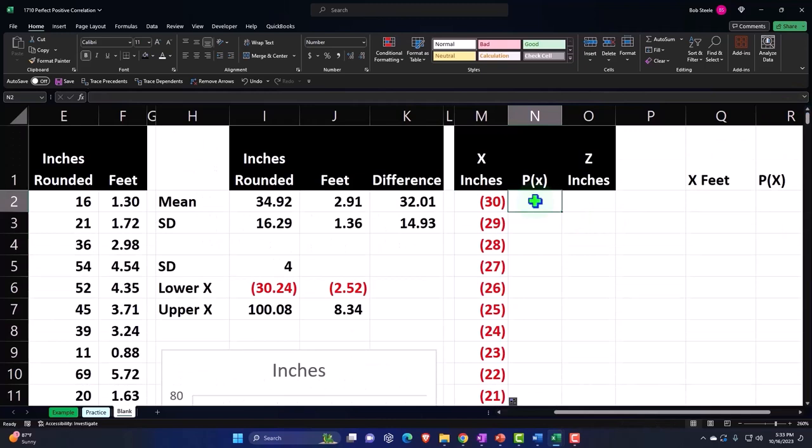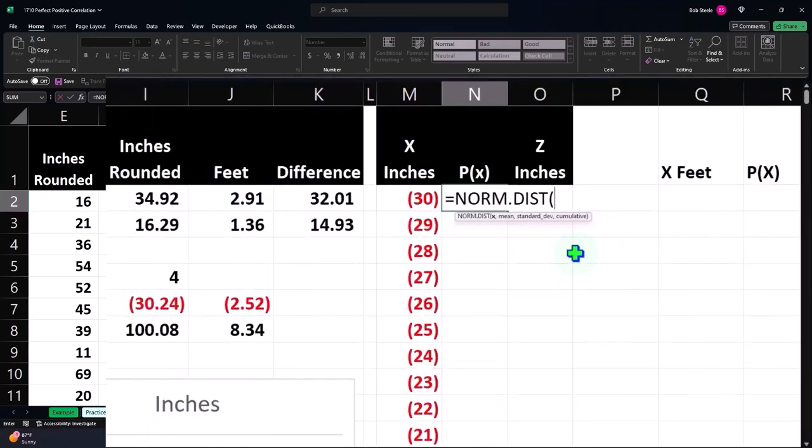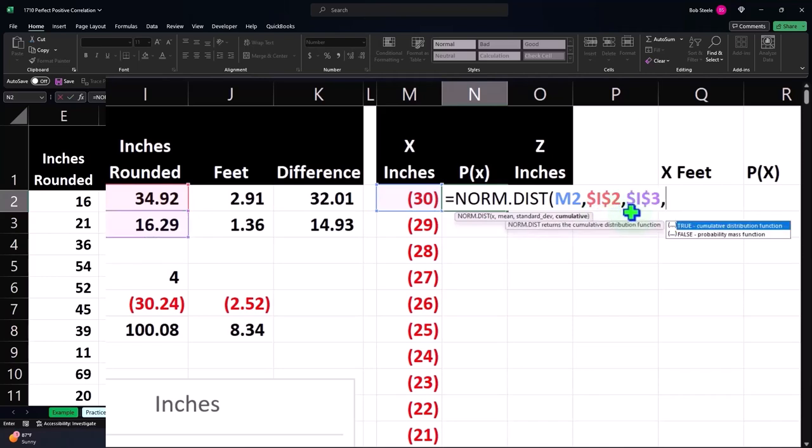And then we're going to say, okay, let's do our norm.dist equals norm.dist. And then we're going to take our x here, comma. We're going to take the mean, which is going to be this one. That's outside my data set, therefore I want to make it absolute. F4 on the keyboard, dollar sign before the I and the 2, comma. And then the standard deviation, picking up this one. F4 on the keyboard, dollar sign before the I and the 3, comma. Do we want it cumulative? No, therefore 0 or false.